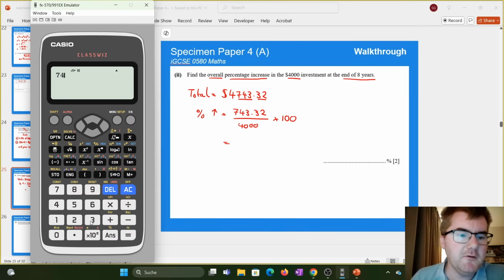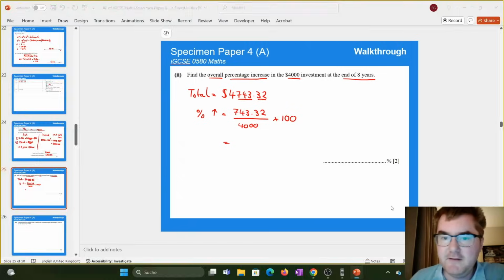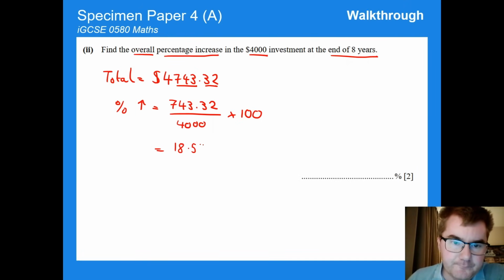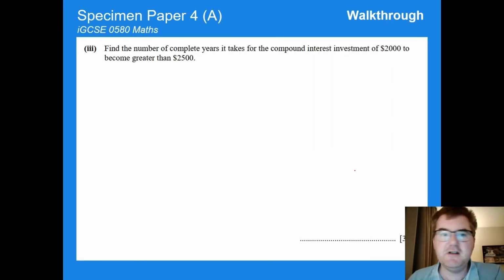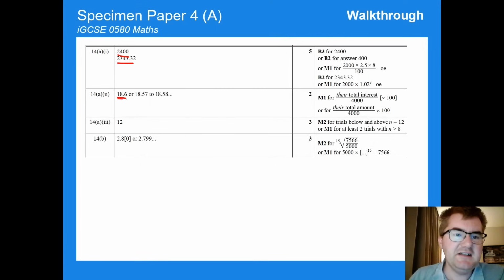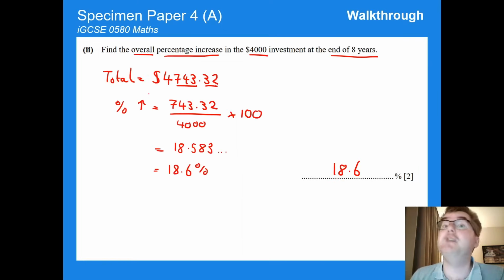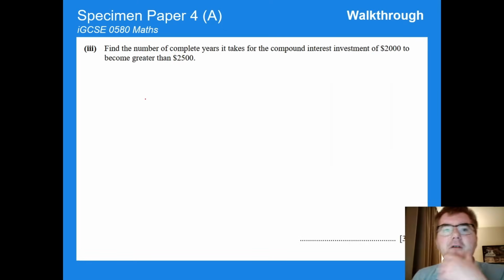So we have 743.32 divided by 4,000, not 40,000, times 100, and that gives us then 18.583. And again, we like rounding here to 1 decimal place. So as you can see here, you just get 18.6. Again, usually don't get marks taken off if you do it to 2 decimal places, but just a good habit to get into.